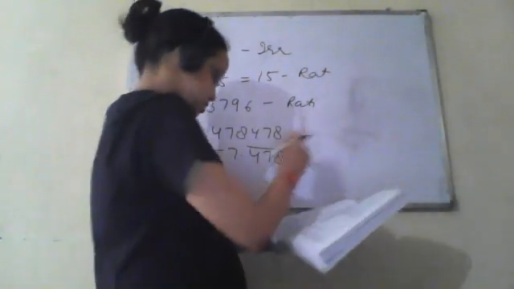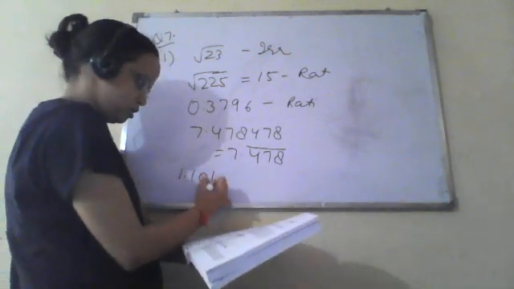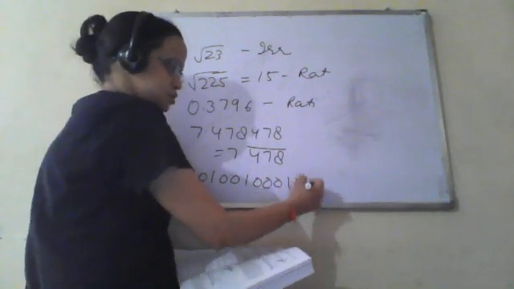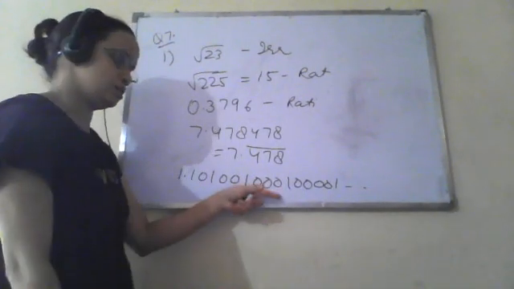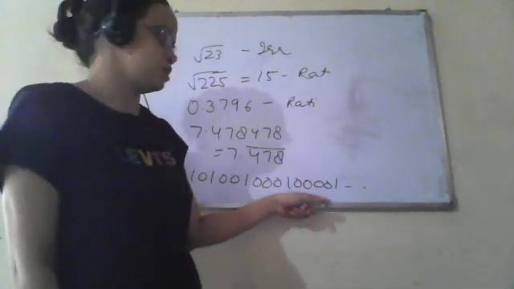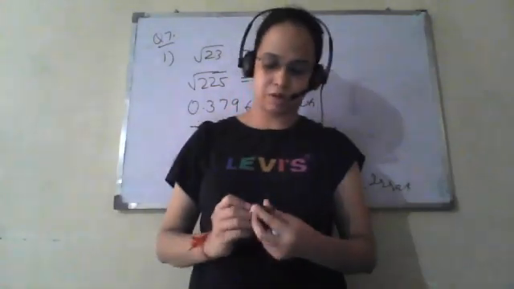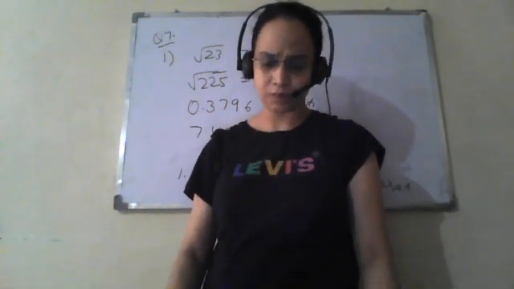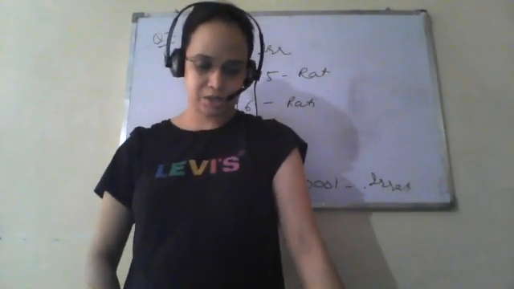Now the last part is 1.10100100010001 and it continues. Neither is it terminating nor is it repeating, so this will be an irrational number. This is how we have classified them as rational or irrational numbers. So this was all about exercise 1.3. Now we'll see what real numbers are, and further we'll check in our next video.